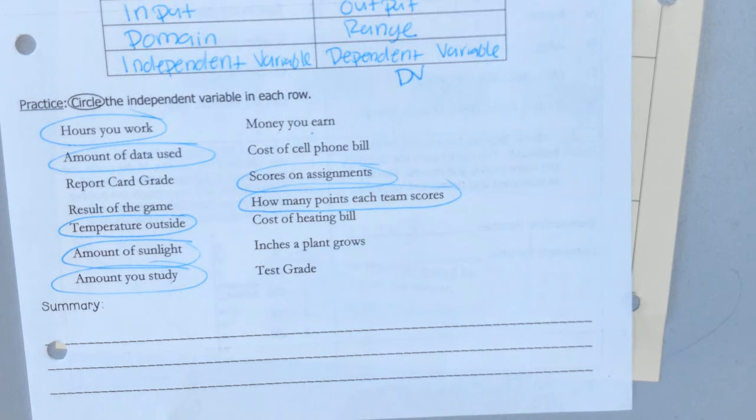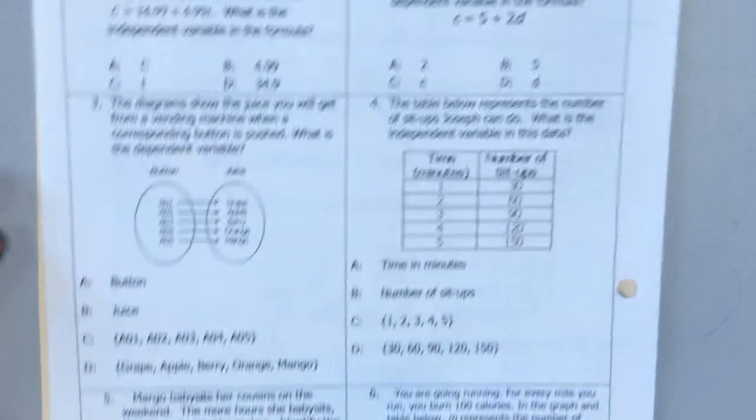All right, summarize. What is the difference between an independent and dependent variable? Do your summary right now. And then flip it over and answer the 6 questions on the back.